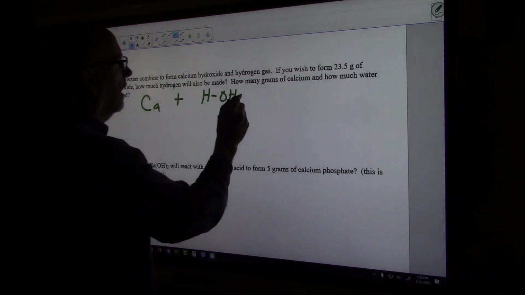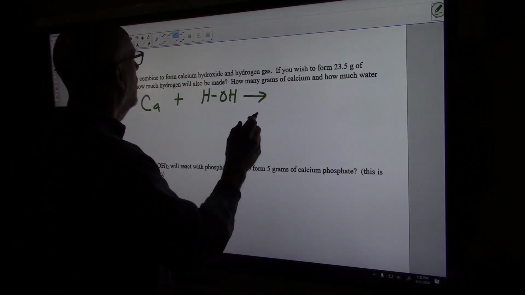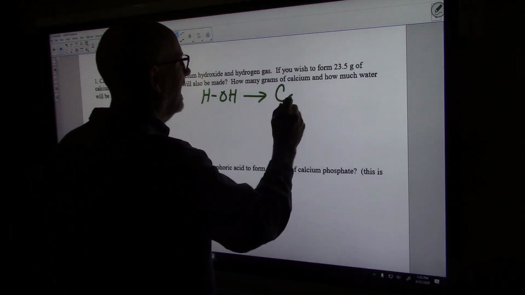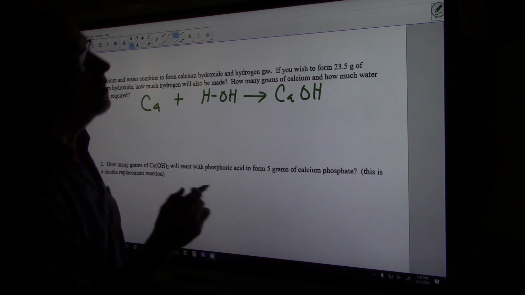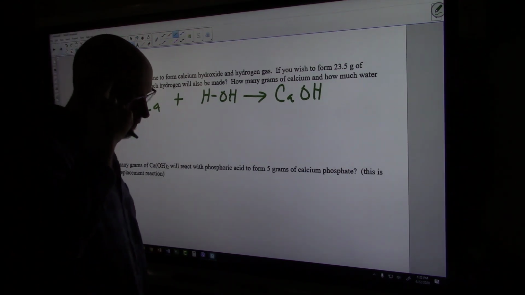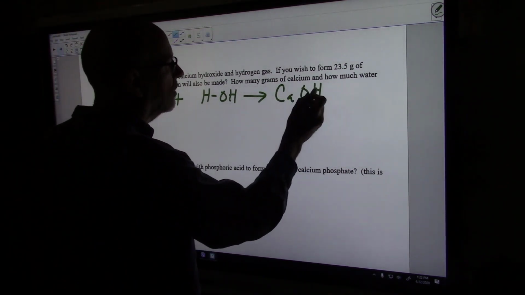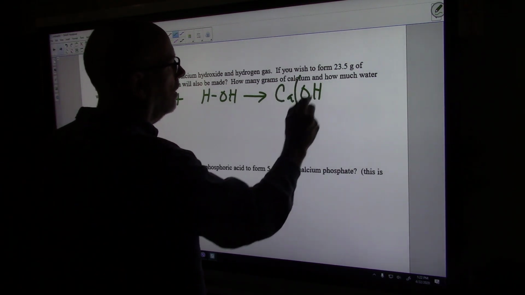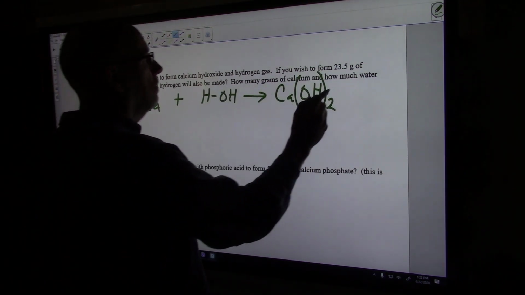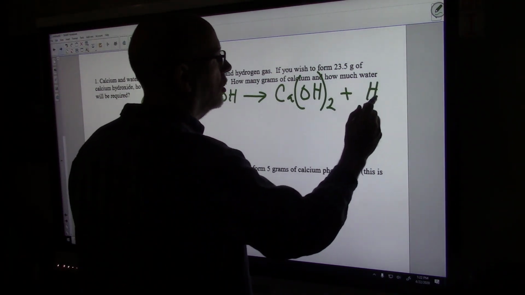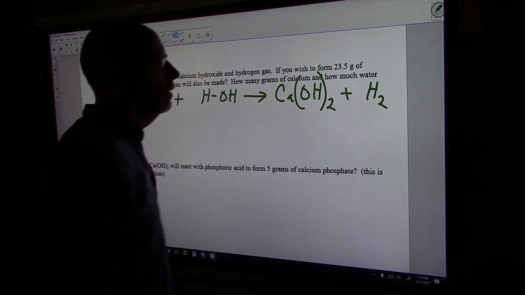To form, that's an arrow, calcium hydroxide, Ca(OH)2. The periodic table says calcium gets a plus 2. Hydroxide is, for my flashcards, a -1, so plus 2, -1. I need 2 of those. And plus hydrogen gas, H, all by itself, H2.